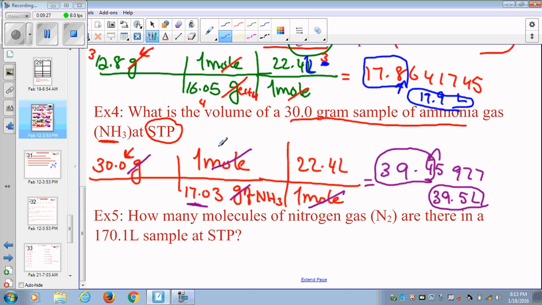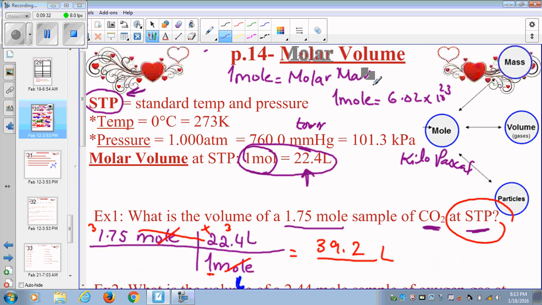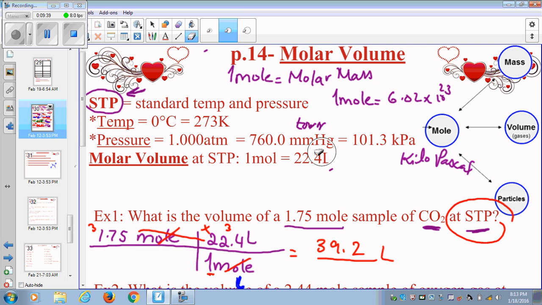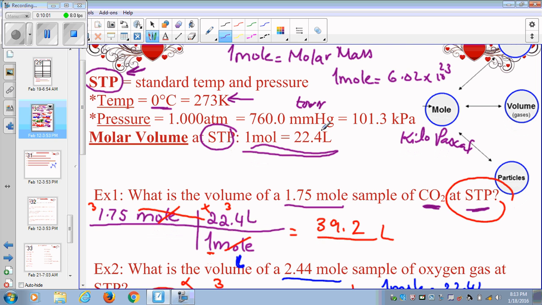So I hope you understand what we are learning today is that the volume of 1 mole of any gas at STP will be equal to 22.4 liters. So I'm going to erase this so you understand it better. The volume of 1 mole of any gas is equal to 22.4 liters at STP, where STP stands for standard temperature and pressure. The value for standard temperature is 0 degrees Celsius or 273 degrees Kelvin, and the value of standard pressure is 1 atm, 760 millimeters of mercury, or 101.3 kPa.